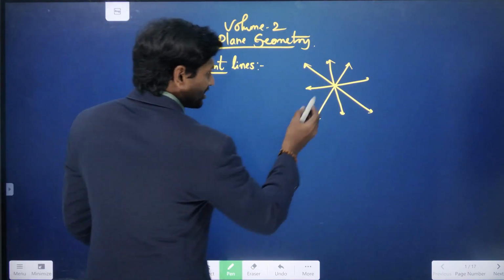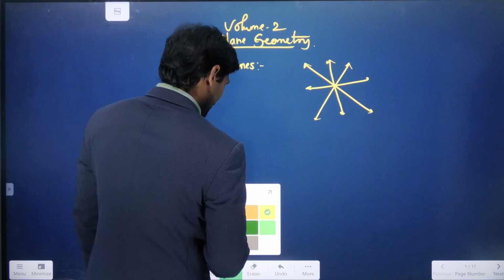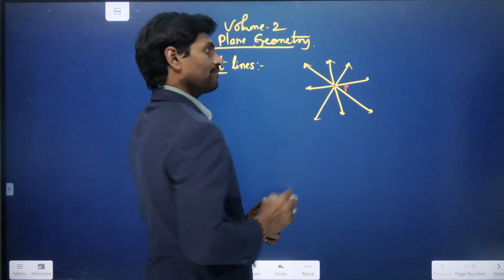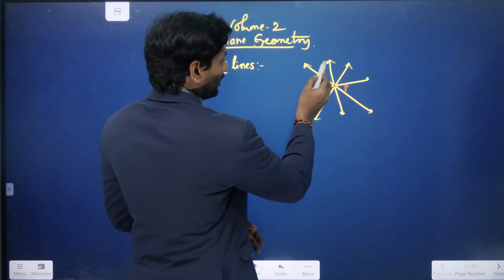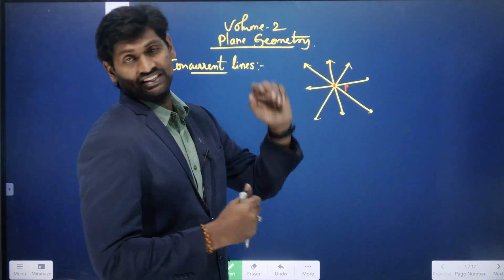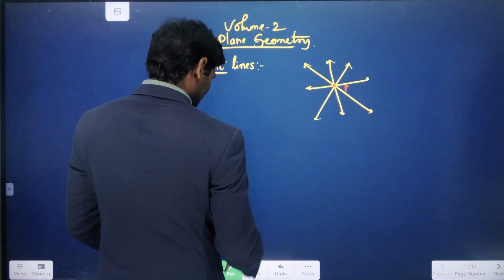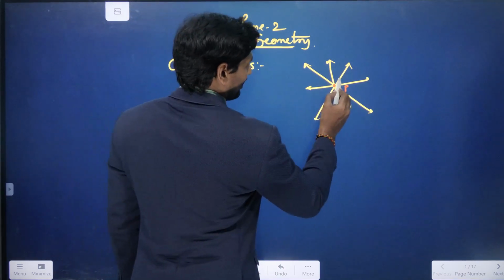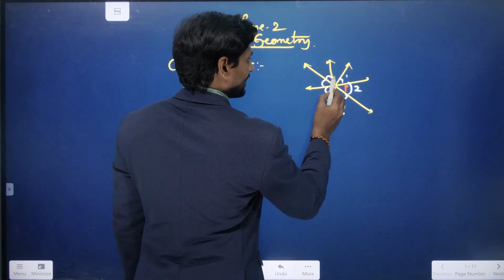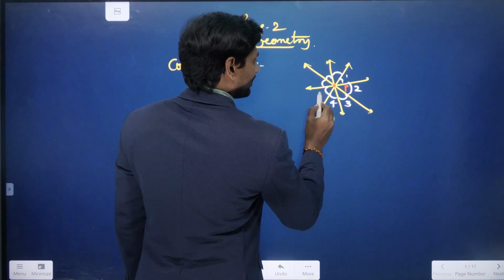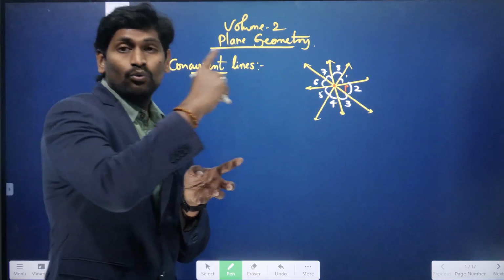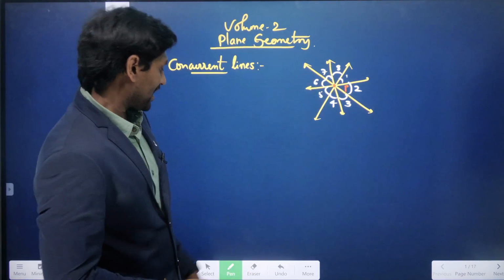For example, let us take this common point as P. So this point is considered as P. And I am taking 1, 2, 3, 4 lines. I am using the 4 lines and there is a formation of 8 angles here. Let us see the angles here: angle 1, angle 2, 3, 4, 5, 6, 7, 8. While you are observing these 8 angles, they are around a point.